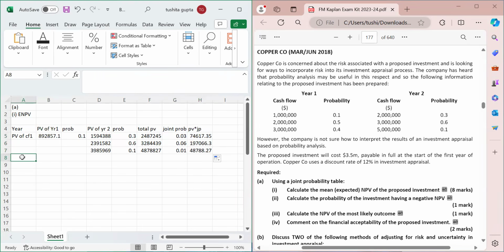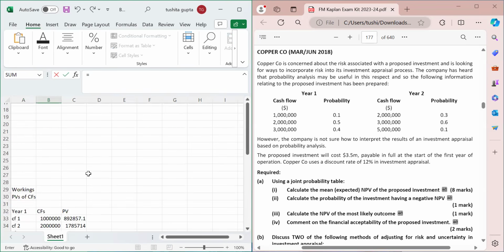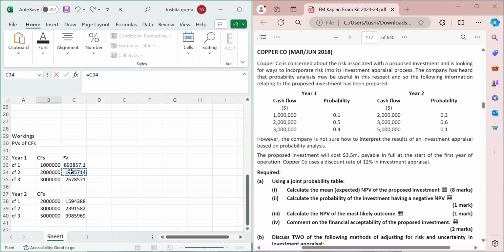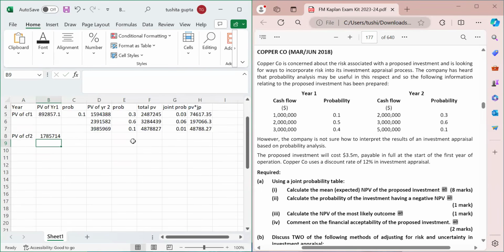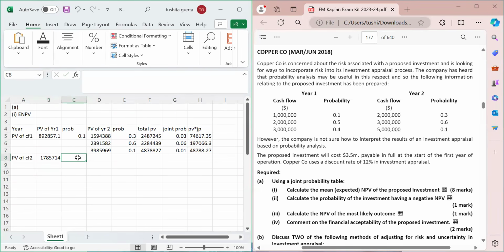Now let's talk about the cash flow 2. So if I talk about cash flow 2, in year 1 it is 2 million. Let me first grab the present value from the workings. So this over here is our present value, and the probability also is given to be 50%. So I've input the value for the first year now. Now with 2 million, again, these are 3 other possibilities. So let me put all of these outcomes together. The present values will remain the same, as well as the probabilities.